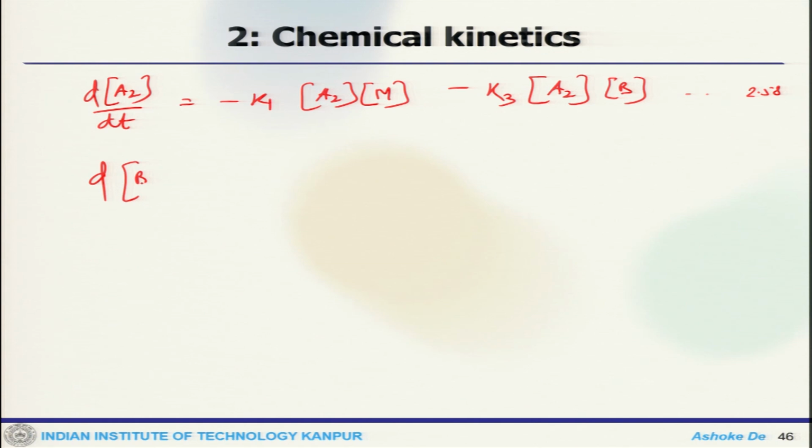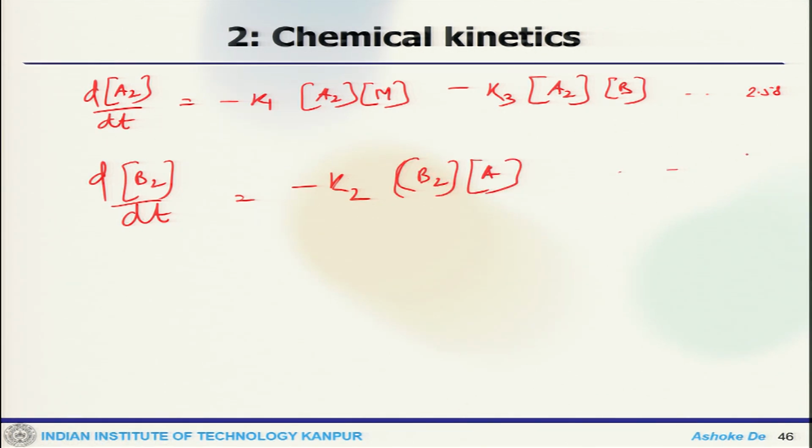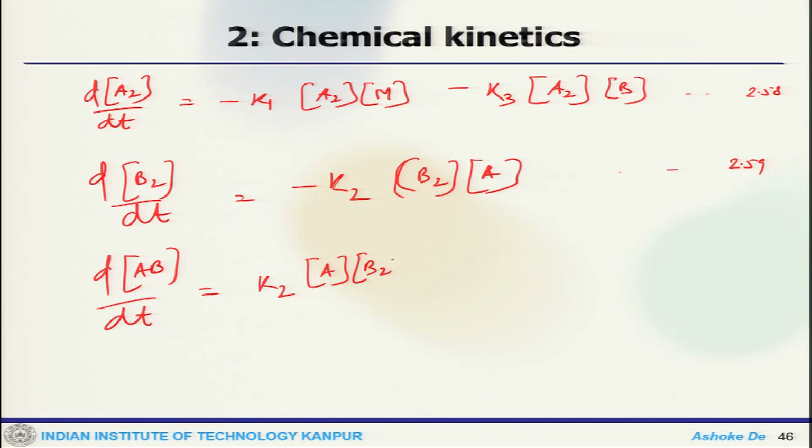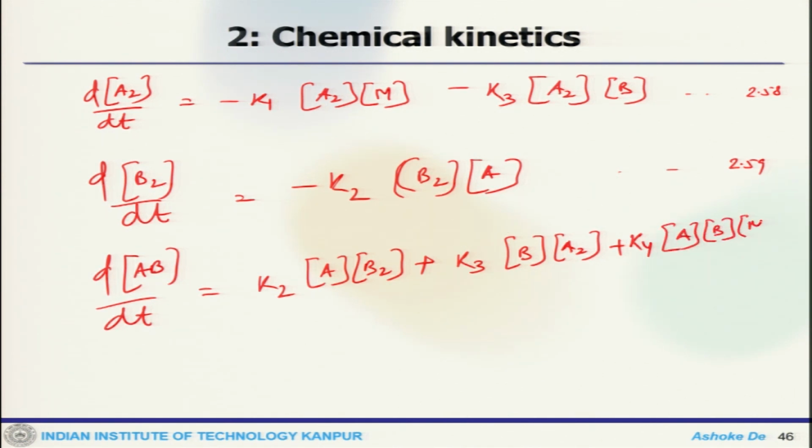For dB2/dt equals K2 B2 A, and then finally you get the product species dAB/dt equals K2 A B2 minus K3 B A2 plus K4 A B M.